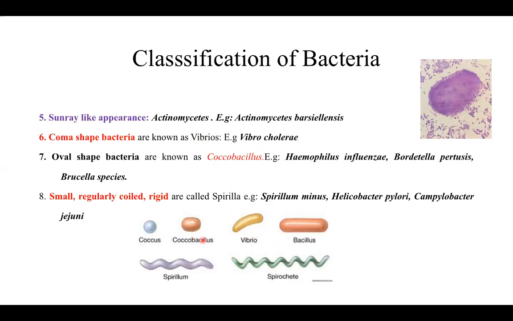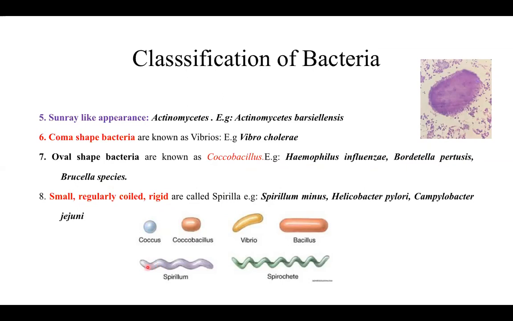Some bacteria appear in oval-shaped structures. Their shape is neither cocci nor bacilli, but is intermediate between coccus and bacillus. These types of bacteria, a fusion of cocci plus bacilli, are known as coccobacilli. Examples are Haemophilus influenzae, Bordetella pertussis, and Brucella species.